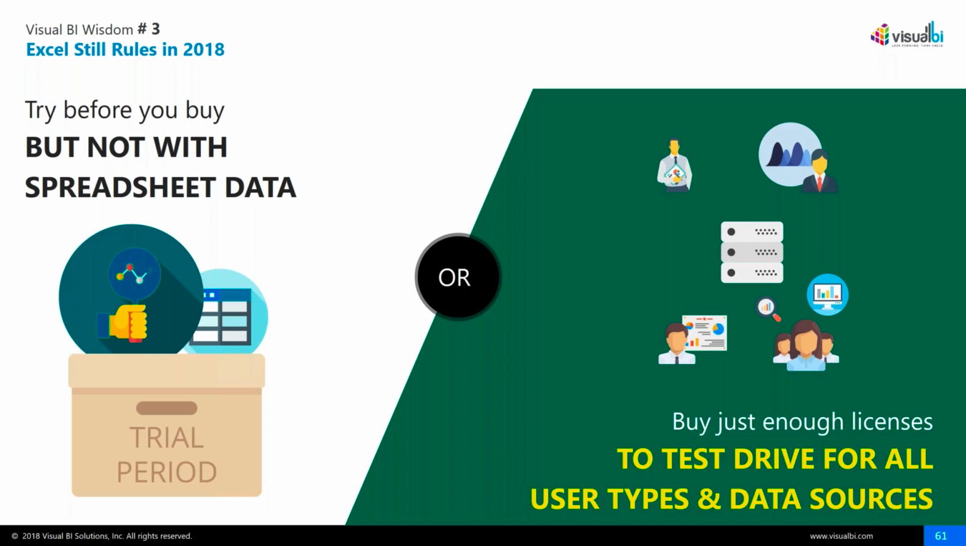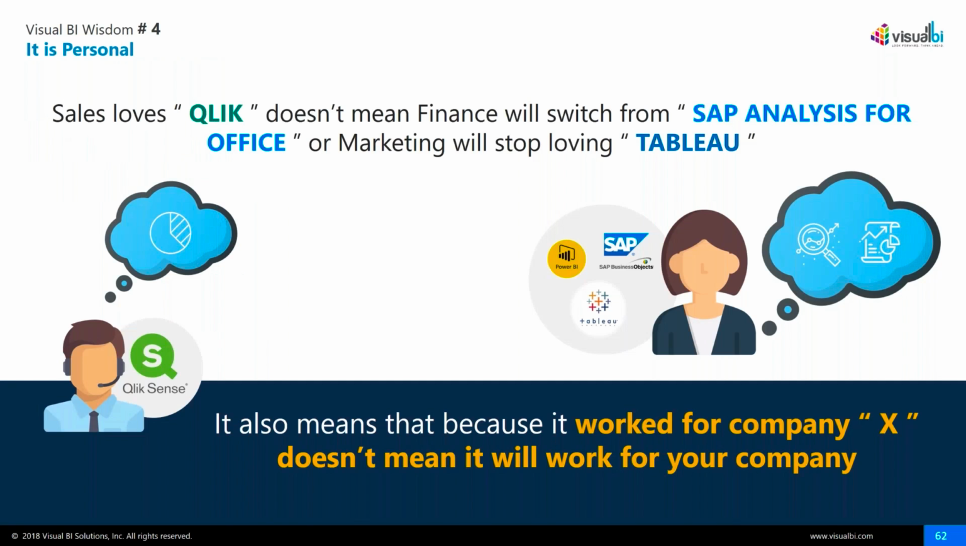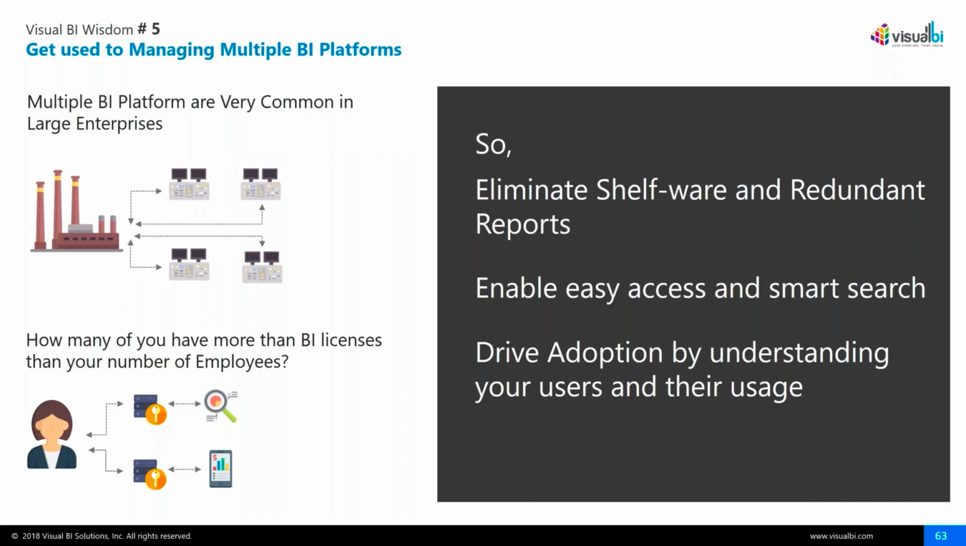And one thing we do see is that a lot of customers are making a tool decision based on trying it out with spreadsheet data. I think it's extremely important that you do the trial based on your user types and all your data sources. What we are also finding is that if one department, say sales, loves Qlik, it doesn't mean finance is going to switch from Analysis for Office, which they love, or that marketing is going to stop loving Tableau. We see this in all the customers. And just because Tableau worked for one customer doesn't mean another customer can make Tableau work. So keep in mind your user types and your company culture. That is extremely important. It's very personal.